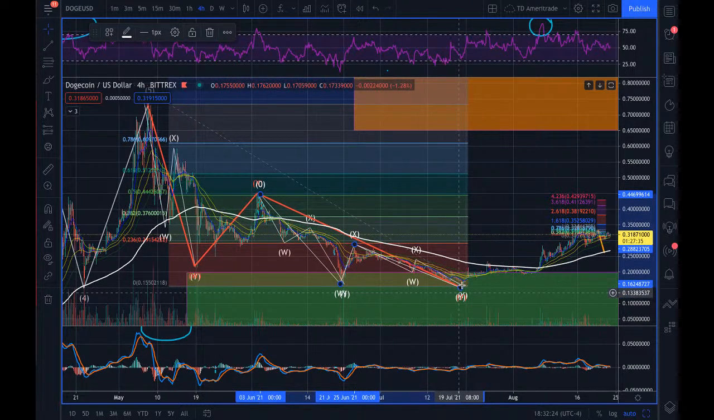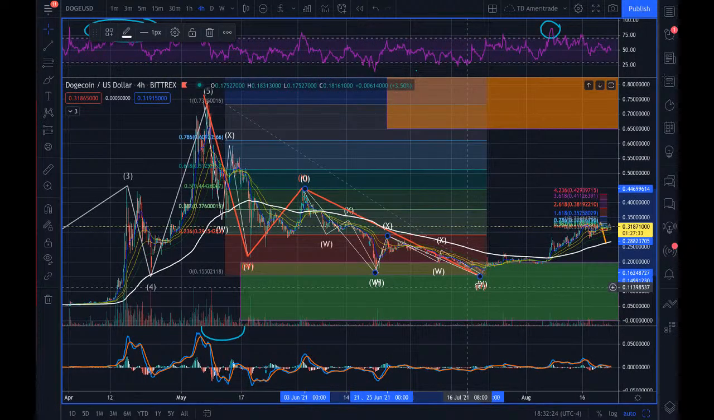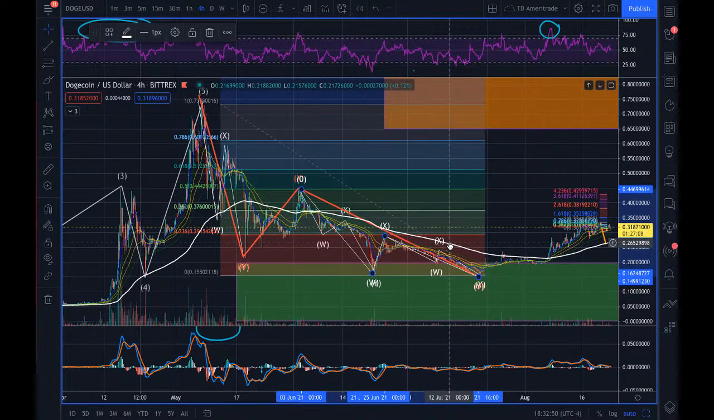So was that the end of the correction? Because it came down all the way from 75 cents almost down to 15 cents or so. And was that it? And then is this the beginning of a bull run? And how would you know this also?